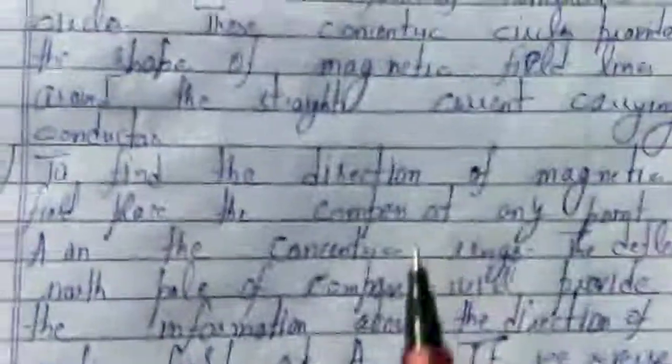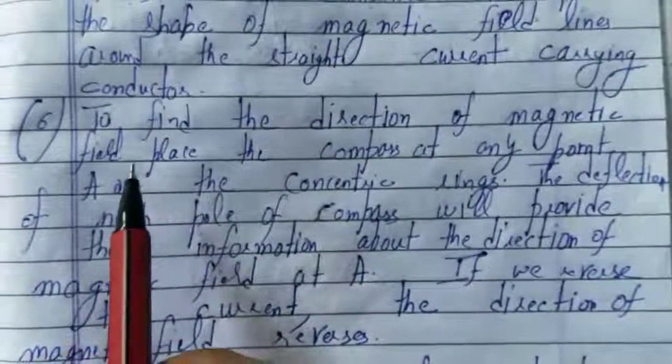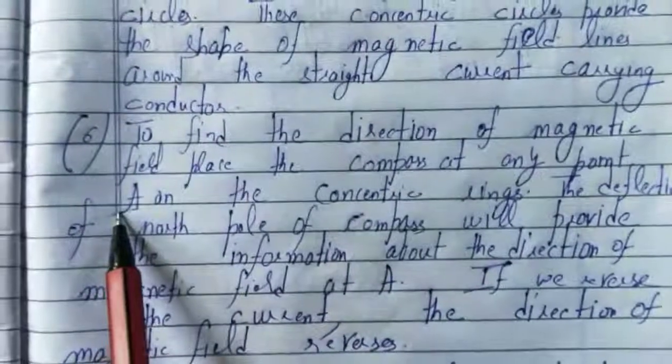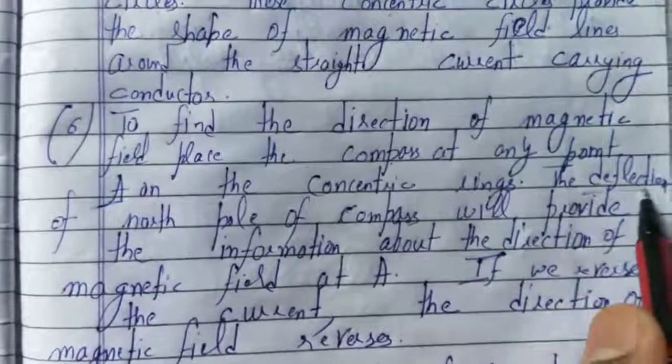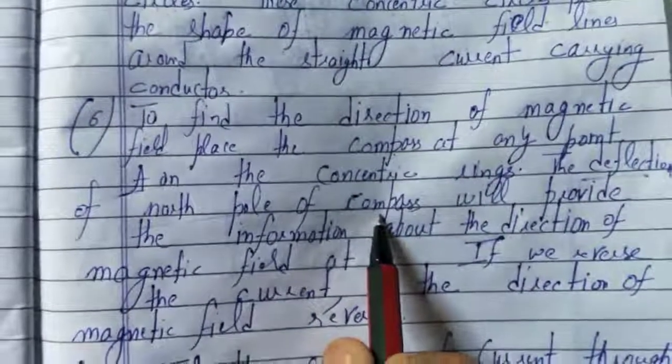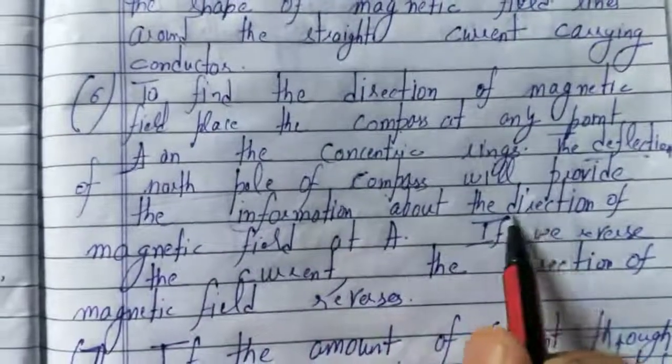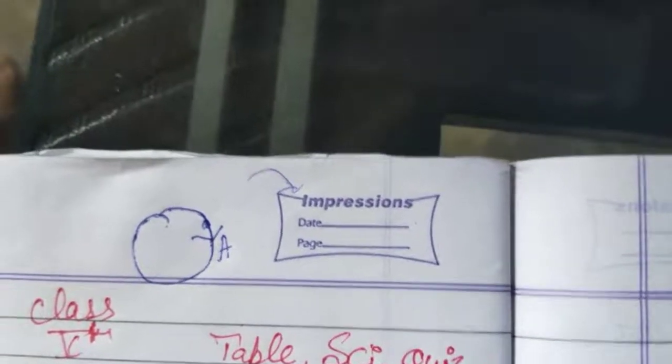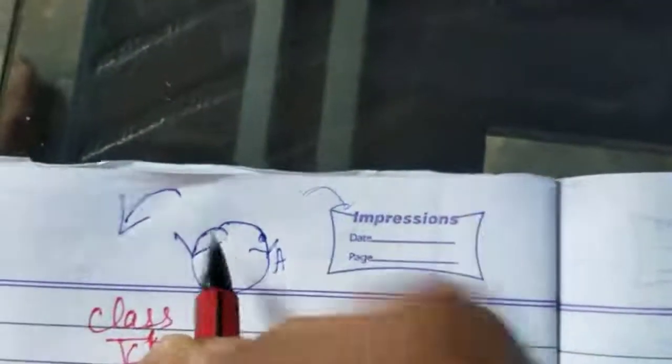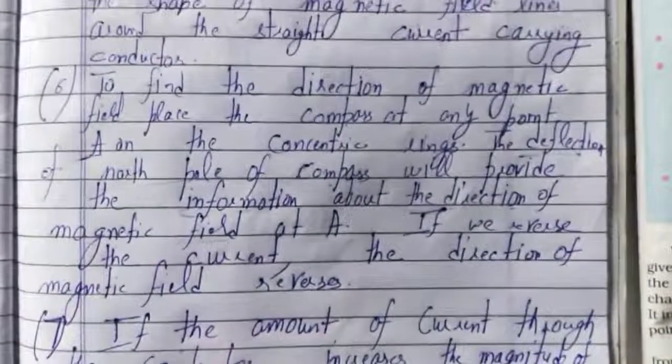If you want to find the direction of the magnetic field, you have to place the compass at any point A and note down the deflection in the north pole of the compass, and that information will give us the direction of the magnetic field at point A. Suppose this is a concentric circle and you want to find the direction at A. You place a compass here. If it gets deflected in this direction, you will say the magnetic field direction is in this way. And if it gets deflected in this way, you will say the magnetic field direction is in this way. So in this way you can find the direction of a magnetic field.